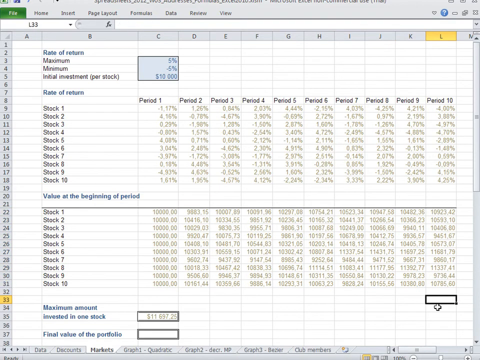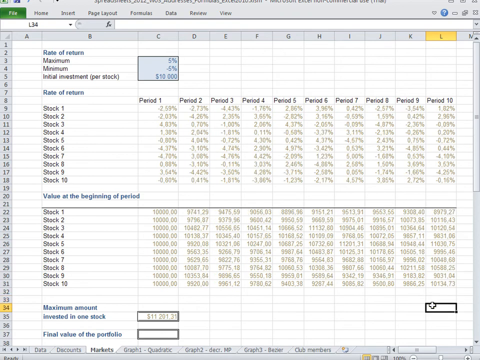But let's try to find some kind of a scenario where the biggest stock price ever is not in the last column. Here it is. Stock number 5 in year number 7 is the record holder in case of the stock market. Of course, knowing the maximum, there are a bunch of ways you can get the stock name and the period number automatically.